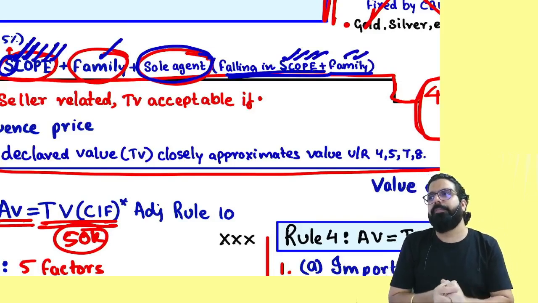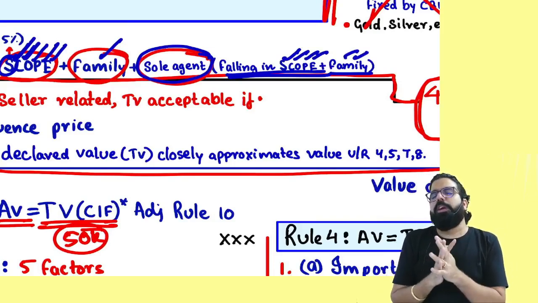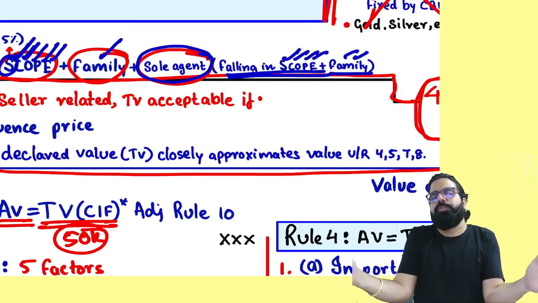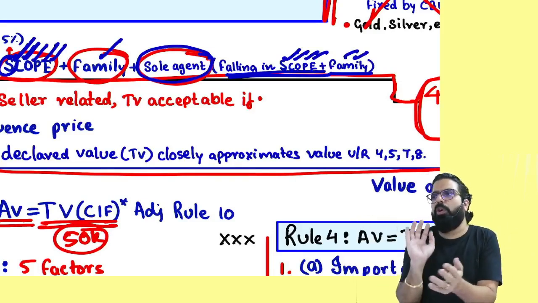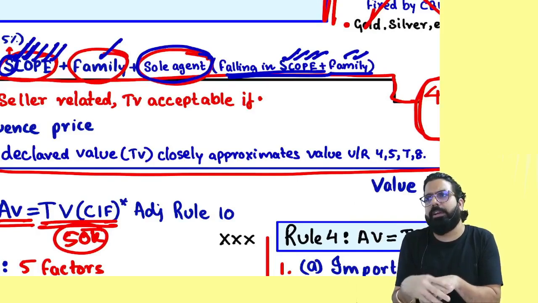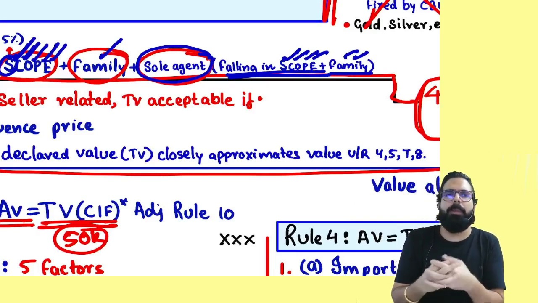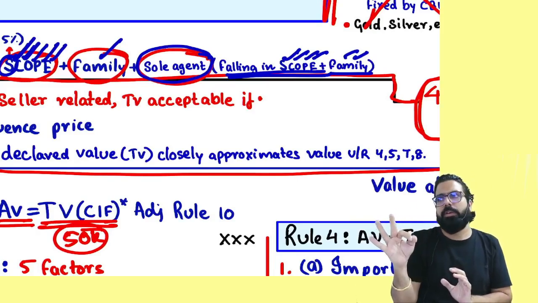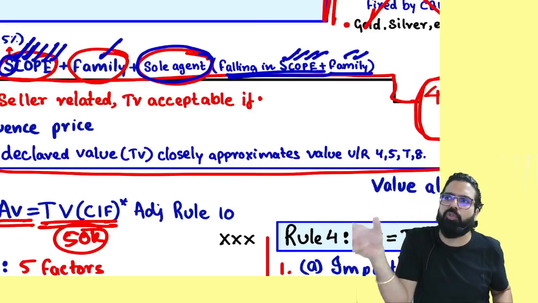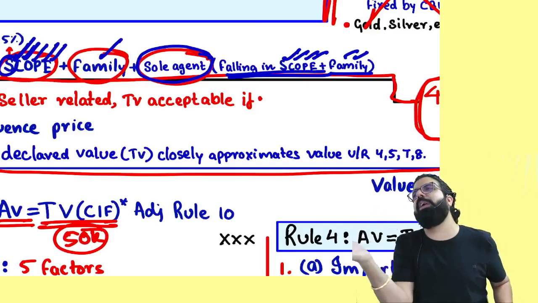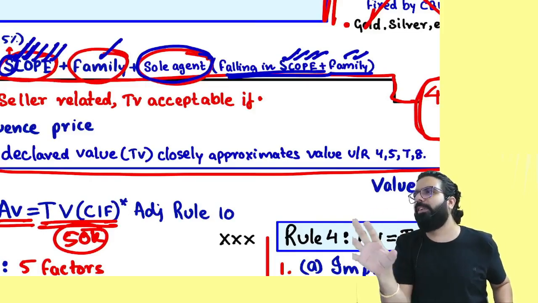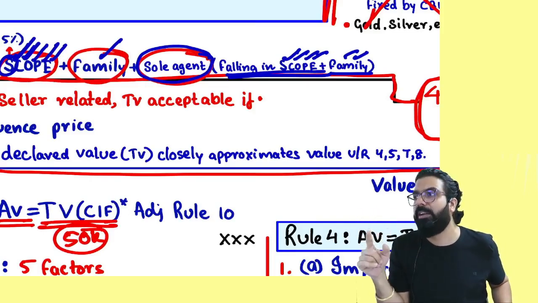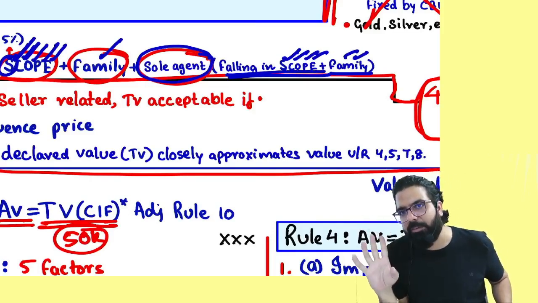People, what is scope plus family? Shares greater than or equal to 5%, these two will become related. Control, holding and subsidiary. Officer or director. P for partner. E for employer and employee. Plus family. Plus sole agent only if they are falling in scope plus family. So if they are not falling in scope plus family, it means sole agents are not related persons, unless they fall in scope plus family.